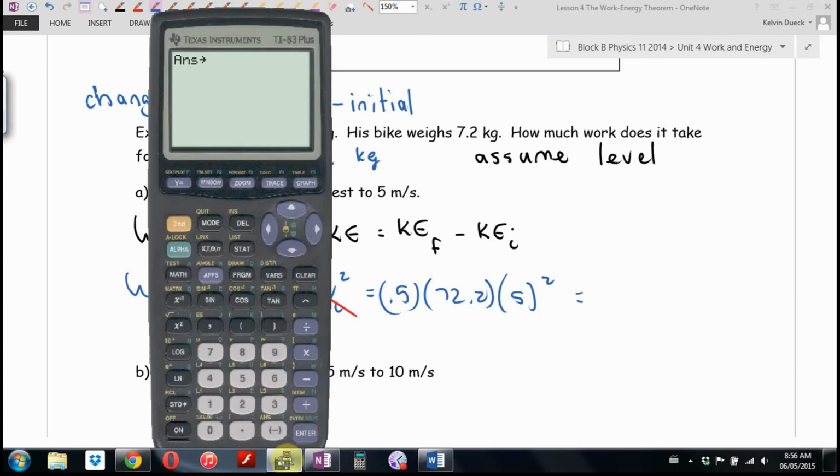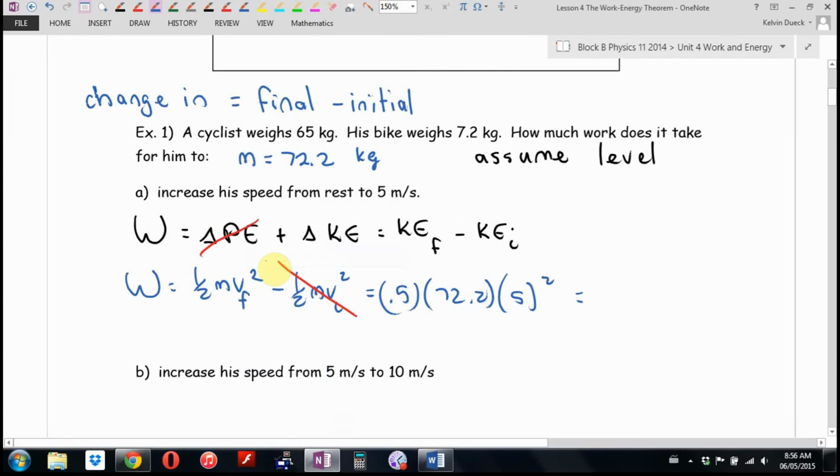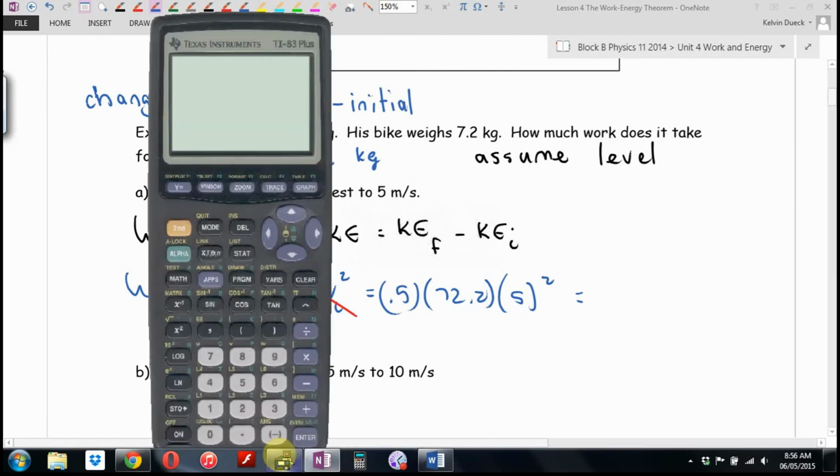Okay, got something wonky going here. Exit without saving. Let's try that again. A half times 72.2 times 5 squared. Do you get 902.5?